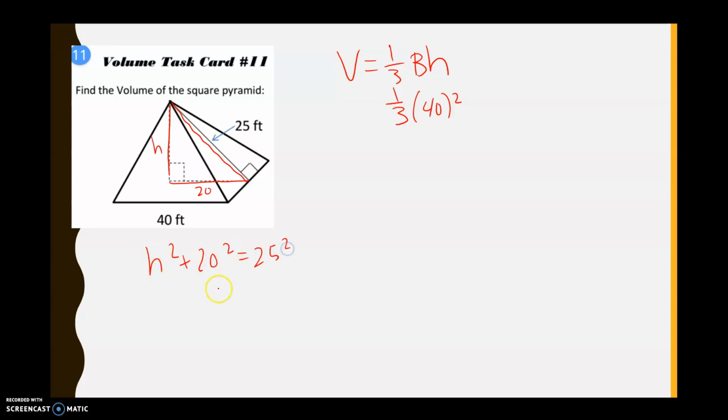we're going to get h squared plus 20 squared is equal to 25 squared. Once you solve this, you get h is equal to 15. Or if you noticed, this is a 3, 4, 5, a multiple of 5. So my height here comes out to be 15. I'm going to take 1/3 of 15, which is 5, and then 40 squared is 1,600 times 5 is going to be 8,000.